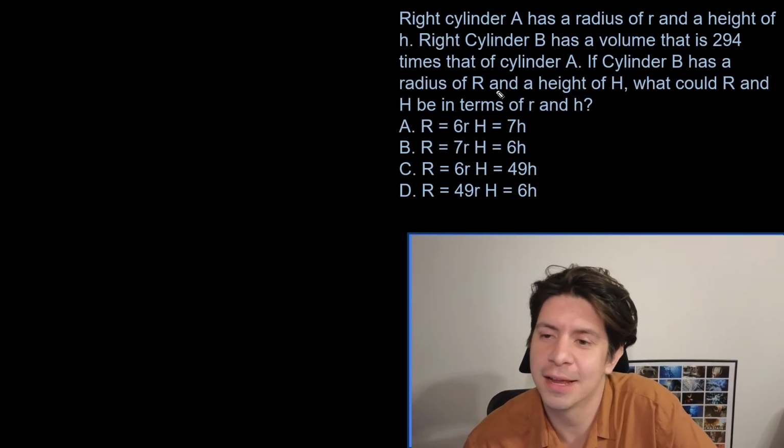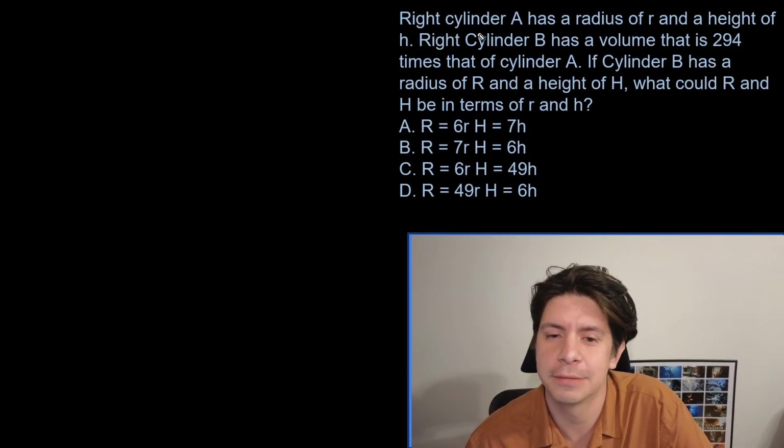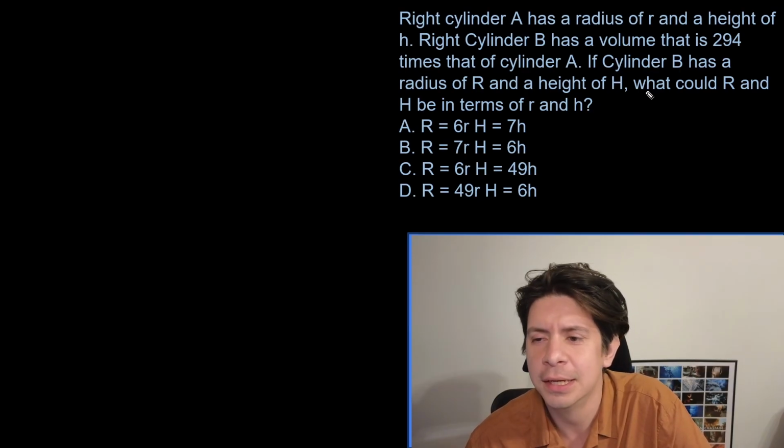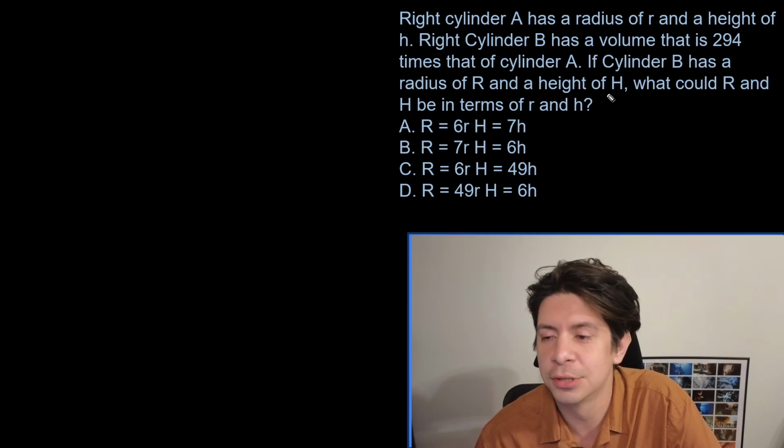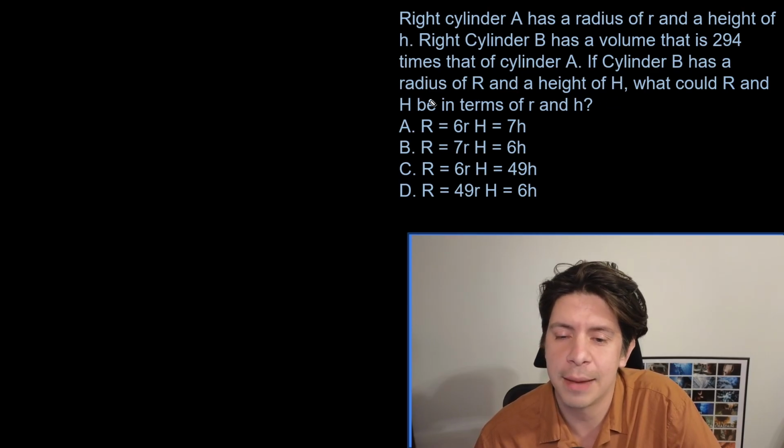Right cylinder A has a radius of r and a height of h. Right cylinder B has a volume that is 294 times that of cylinder A. If cylinder B has a radius of capital R and a height of capital H, what could capital R and capital H be in terms of r and h?